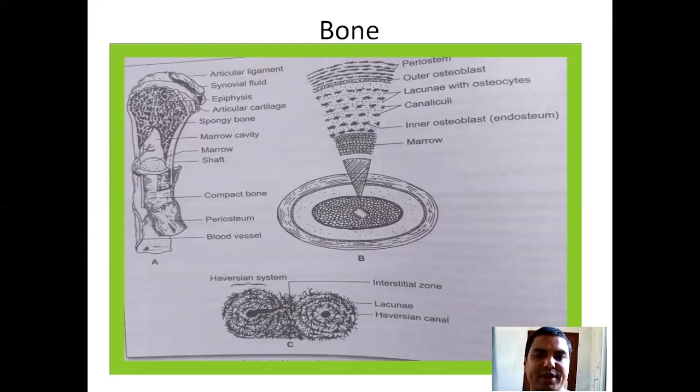The outer part is the periosteum. In figure B you can see there. Outer osteoblast cells are present there. Lacuna with osteocytes is present. Canaliculi and inner osteoblasts are there. Bone marrow, where the RBC and WBC are formed, is also shown. And now please practice this figure more times to draw it easily in your exam.